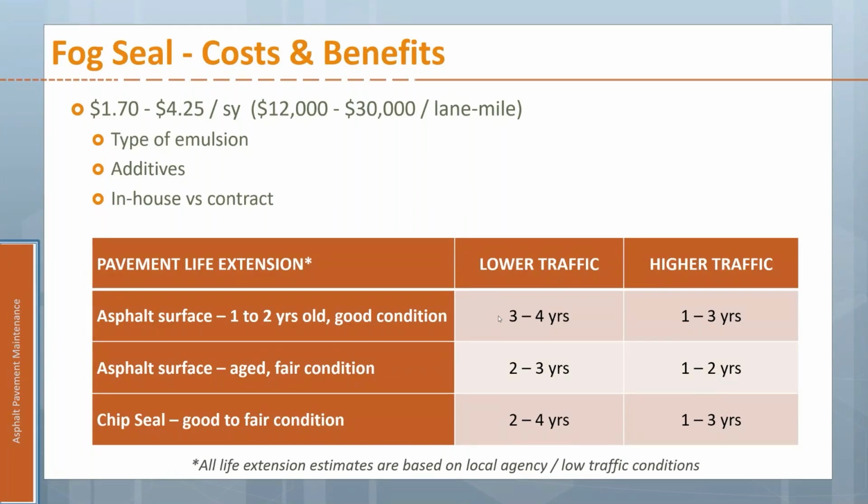With a little more traffic, maybe 1 to 3 years additional. If you've got an asphalt surface that's kind of aged, that's still in fair condition, it might buy you 2 to 3 years with lower traffic or 1 to 2 years with higher traffic. And then chip seal kind of depends on the actual material that your chip seal is made from, but with lower traffic, you can get 2 to 4 years. And the biggest benefit here is that you're keeping water out of that chip seal surface and you're helping with chip retention. And that's a lot of what goes wrong with our chip seals. So higher traffic levels, not quite as much.